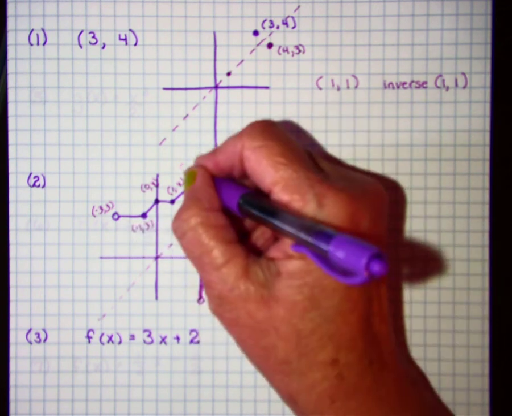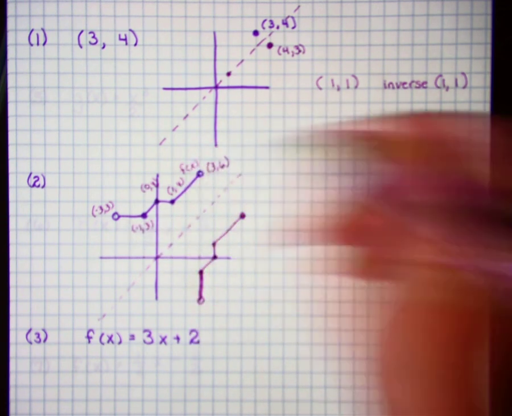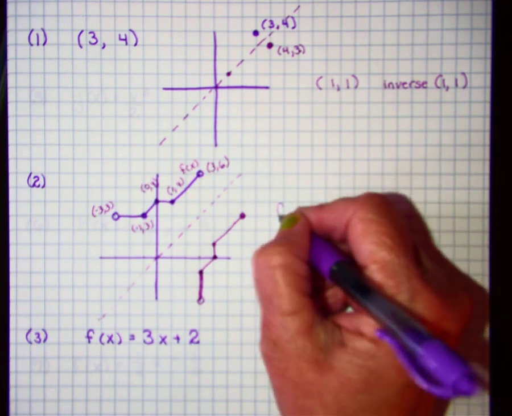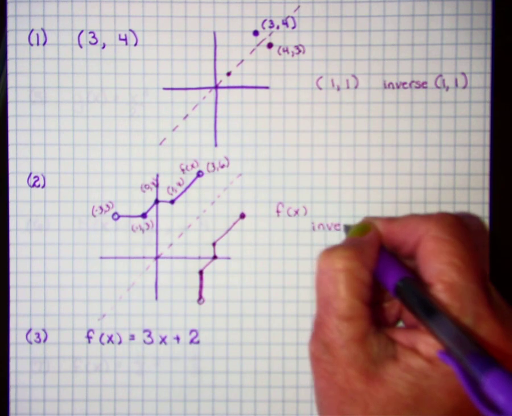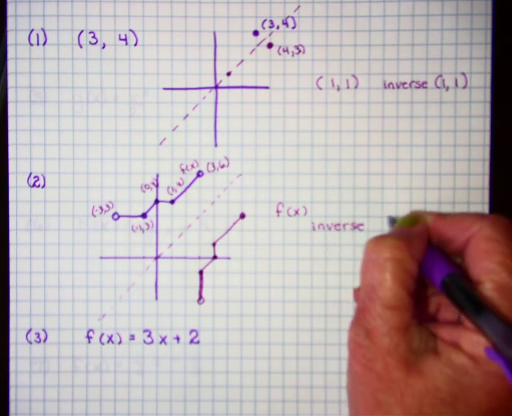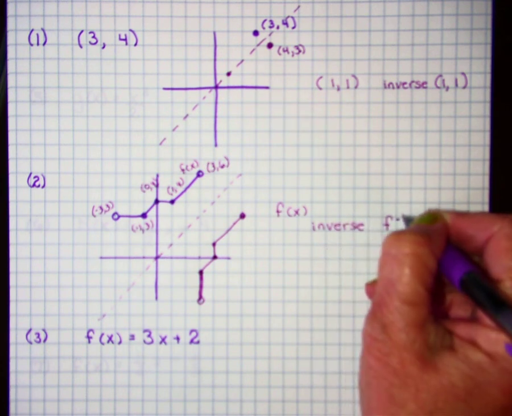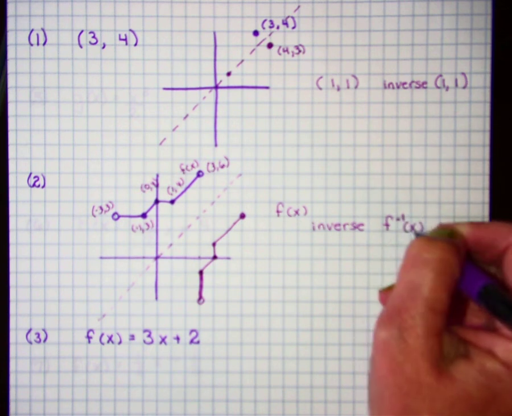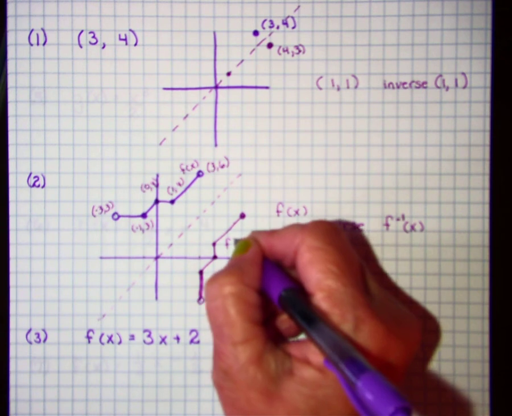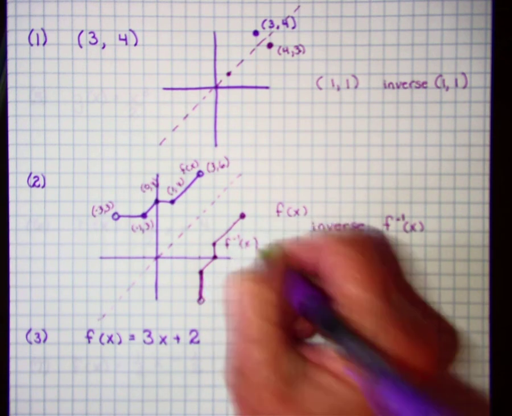If this was f of x down here, then our inverse is written like this, f negative 1 of x, and that's the f inverse, the function inverse of x. So this is f negative 1 of x. Okay?